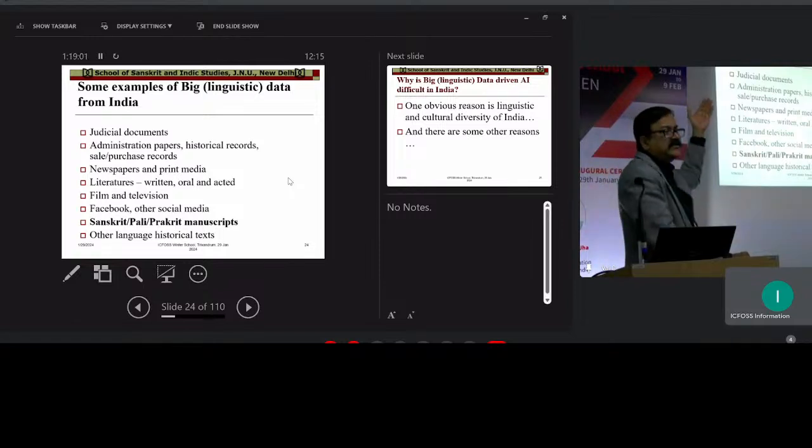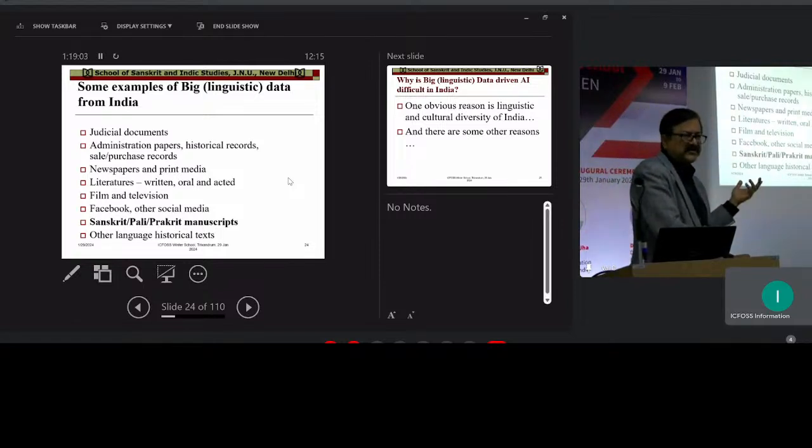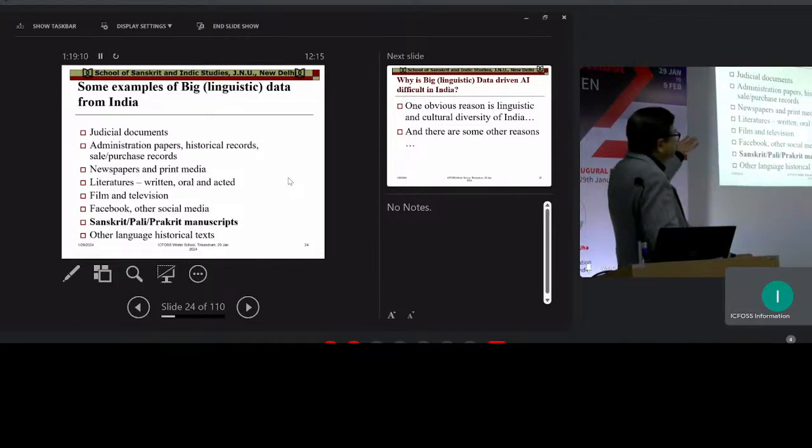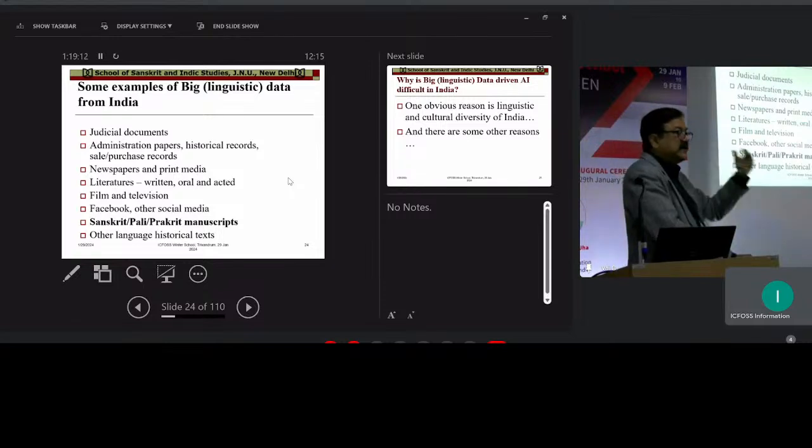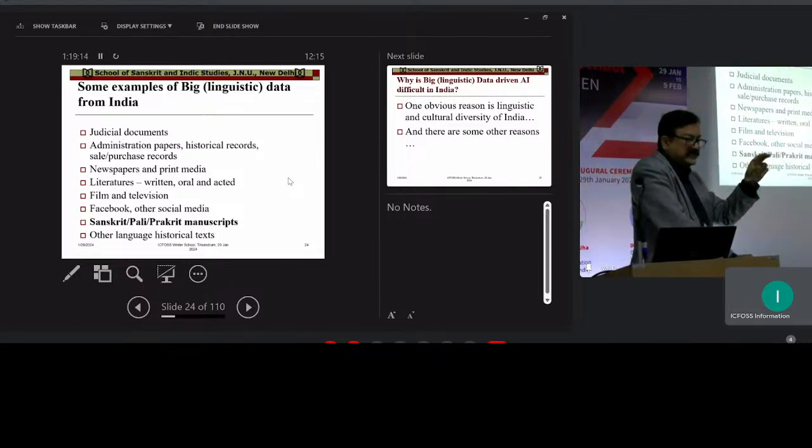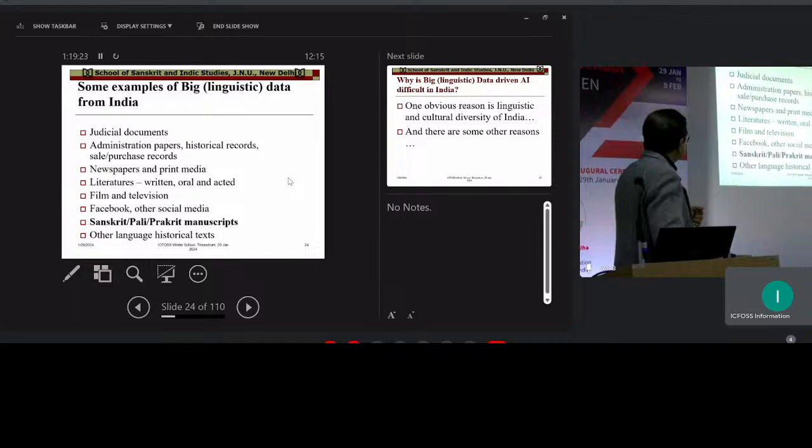Newspapers and print media, a huge amount is actually happening in newspapers. Almost every language has a newspaper, and media, films, television, literatures. The Scientific Academy has more languages than the 22 official languages. If you study Indian languages, it's in the Scientific Academy, but it's not an official language.